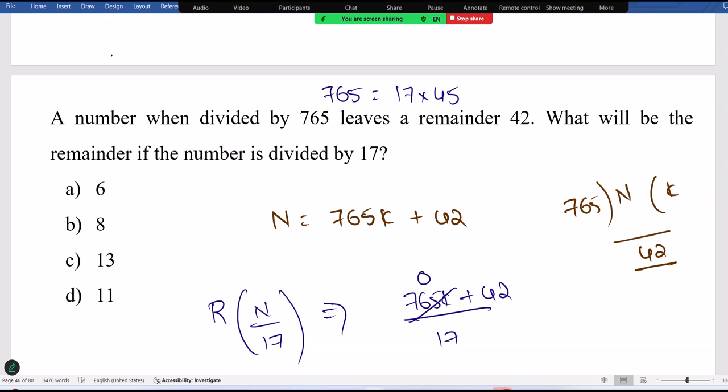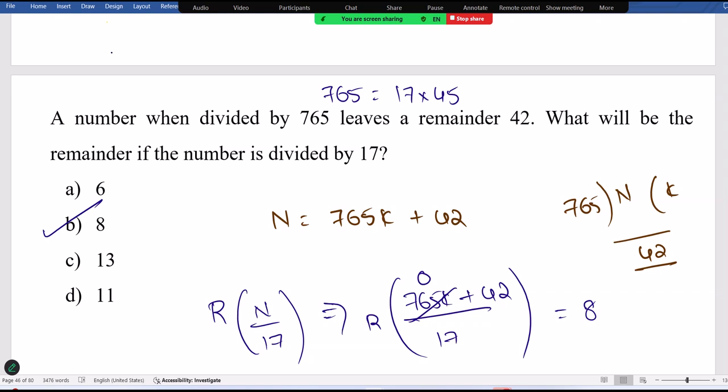because it can be divided exactly. Remainder 0. Now 42 divided by 17, the remainder is 8. 17 2 times is 34. The remainder is 8. So option B. 765 is divisible by 17 perfectly. The remainder will be 0. The k value can be anything. But as 765 is already divisible, it's a waste of time to discuss that.